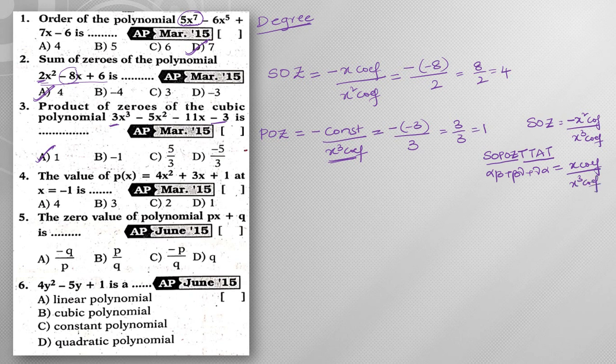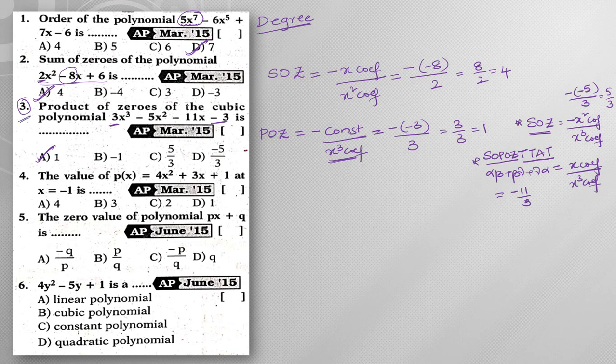For this particular question, there are 3 possibilities of asking a question, and based on this we are going to get different answers. Suppose we ask about the sum of zeros, then what would be the answer? Minus of minus 5 by 3, which is 5 by 3. So the sum of zeros is 5 by 3. If we ask about the sum of product of zeros taken 2 at a time, then it is minus 11 by 3. These are additional questions that we can produce from this question, right?